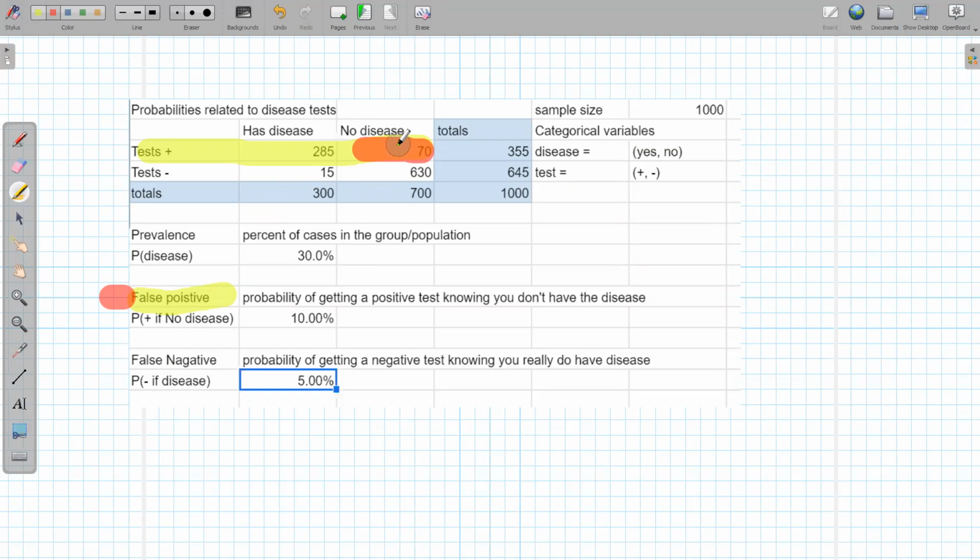Now, the other thing about a false positive is it's with the knowledge that you actually don't have it. So that changes the denominator. Instead of out of 1,000, I'm looking at the 70 out of the 700. And that's where that 10% comes from right there. So that's the idea of a false positive. The test said you have the disease, but you really don't. So I'm looking at the percent of people who tested positive out of all the people who don't have the disease. Let's look at false negative again.